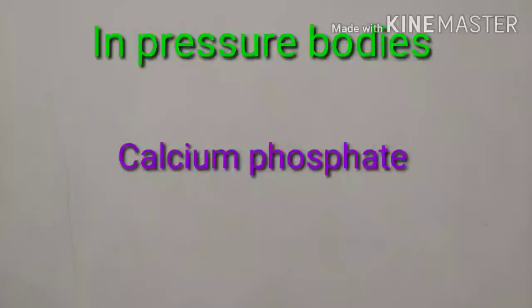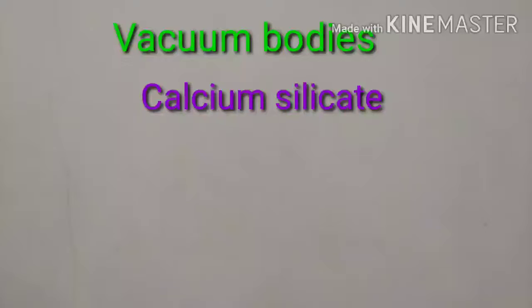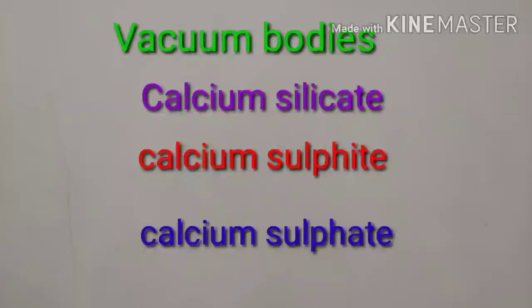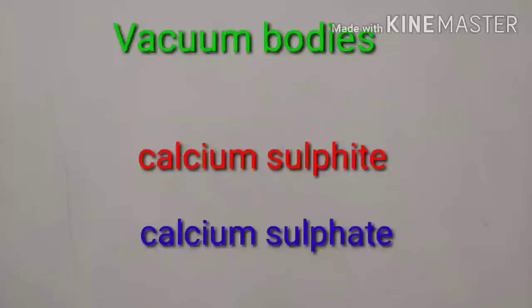Usually in the first body, or we can say pressure body, calcium phosphate scales are very common. But in last bodies, or we can say vacuum bodies, calcium silicate, calcium sulfites, calcium sulfates are very rich. The phosphate scales are very easy to remove because they are very soft in nature, while the scales containing silica, sulfites and sulfates are very hard in nature.